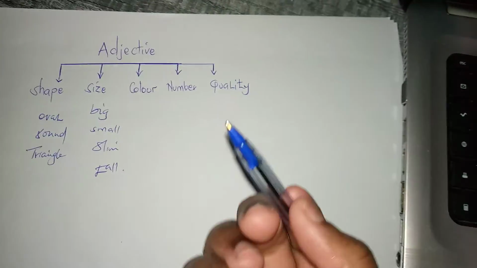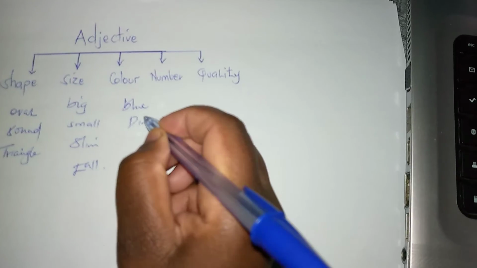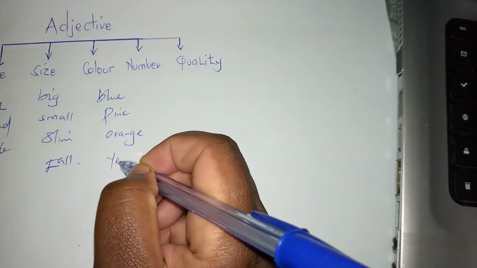If it doesn't tell you the shape, it will tell you the size, or then it will tell you the color, like blue, like pink, orange, yellow.